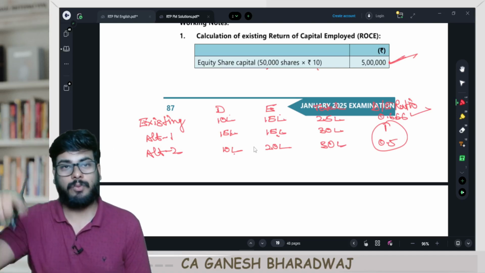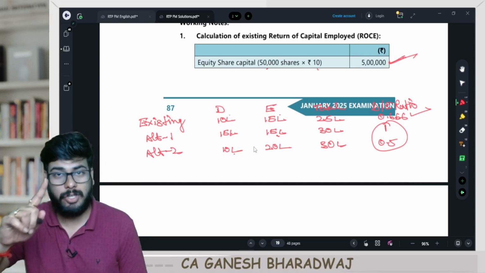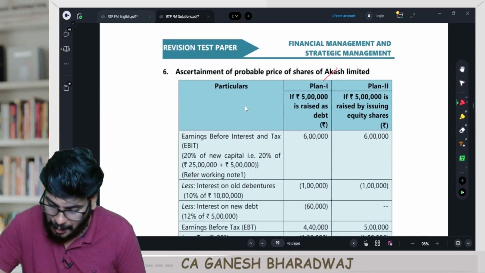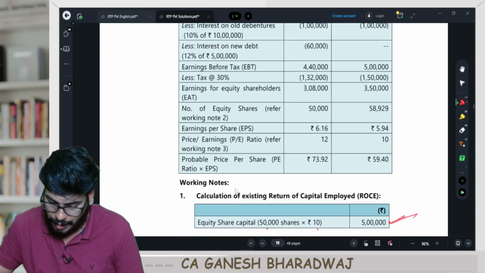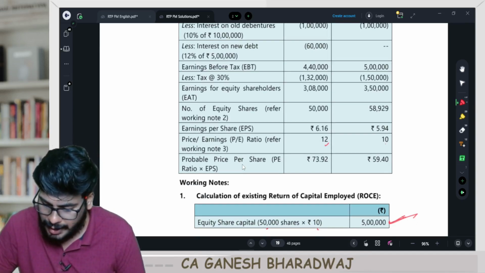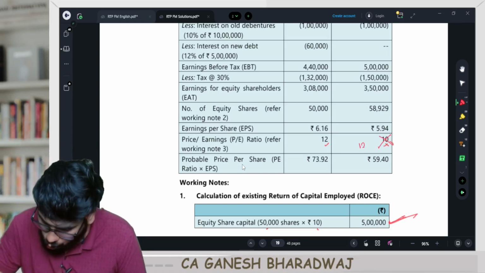Whether you are an alternative 1 or an alternative 2, your P/E ratio will now be 12 times instead of 10 times. Correct? But see what they have done. Only for plan 1, that is only for alternative 1, they have taken the P/E ratio as 12. In alternative 2, they are retaining it as 10 times. Ideally speaking, this is a mistake. This should also be 12 times.